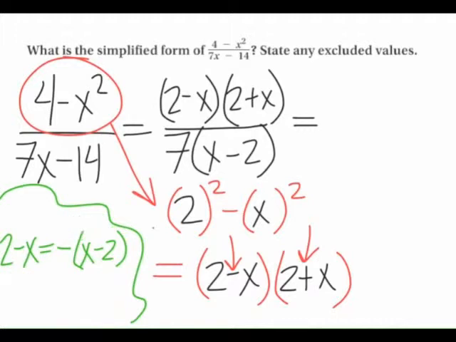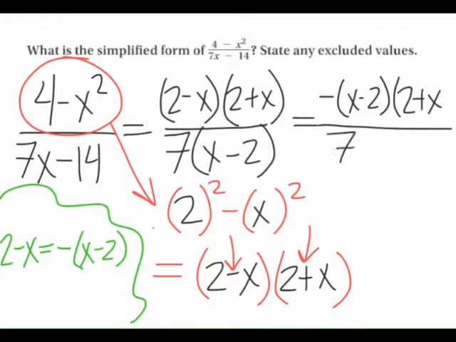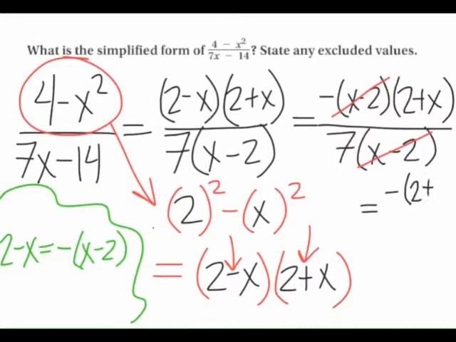So watch what we're going to do here. We are going to replace this 2 minus x with a negative times, in parentheses, x minus 2. Like that. Everything else stays the same. And then, now it's clear to see that we can cancel out an x minus 2 on the top and an x minus 2 on the bottom. And this leaves us with negative 2 plus x divided by 7.